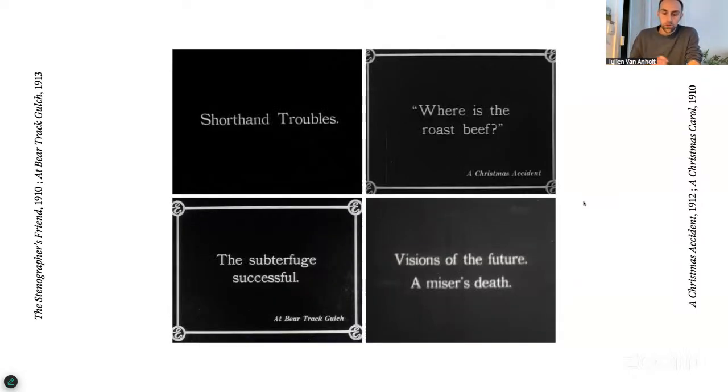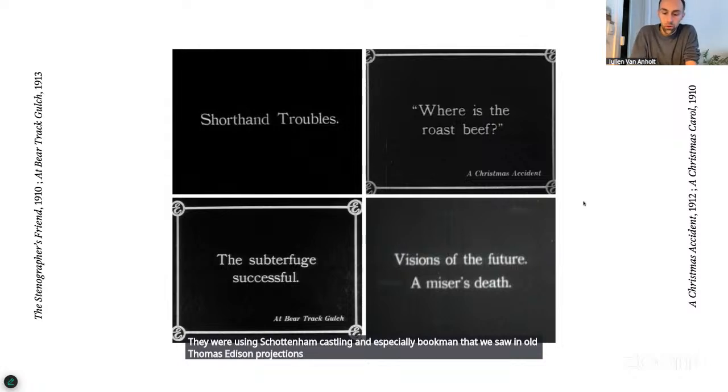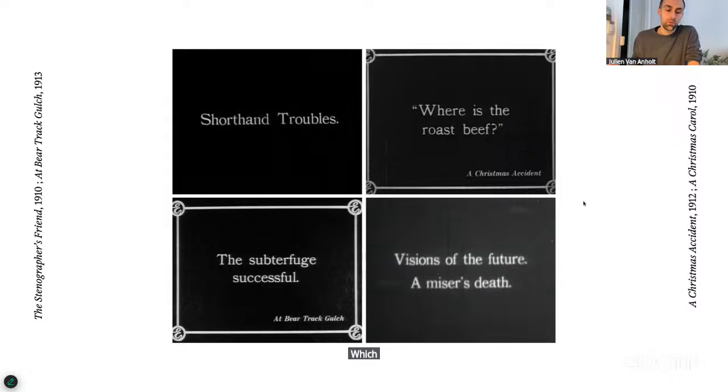The cinema studio's first instinct was to draw on an old typographic catalog. They were using Cheltenham, Caslon, and especially Bookman, that we saw in all Thomas Edison productions from 1910 onwards. These typefaces were generally chosen for their legibility, their fatness, and sometimes even for their monolinear appearance, which meant they were easy to photograph and created no contrast as well.